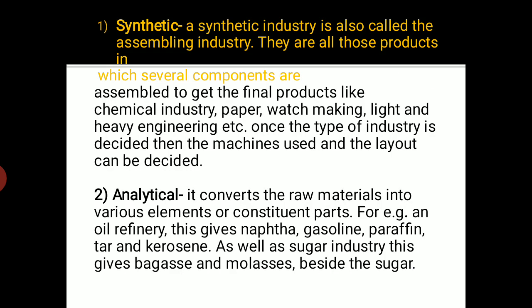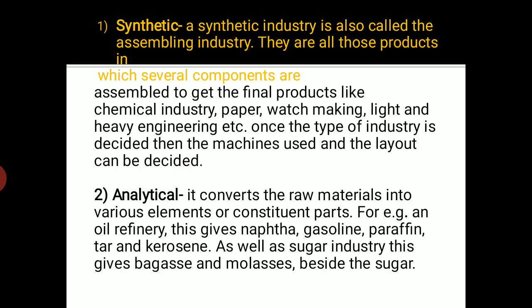We will be seeing different types of industry. Number one here is synthetic. Now what is this synthetic industry? It has nothing to do with the texture of some kind of cloth. Synthetic cloth has nothing to do with it. Synthetic industry is totally different. A synthetic industry is also called an assembling industry. These are all those products in which several components are assembled to get the final product, like chemical industry, paper, watchmaking, light and heavy engineering, etc.